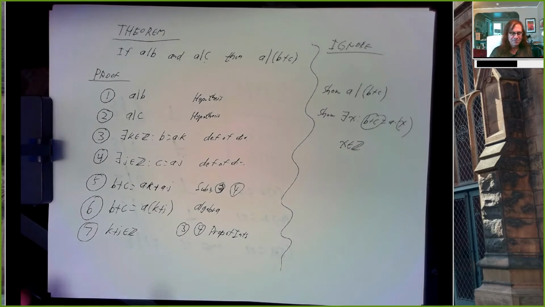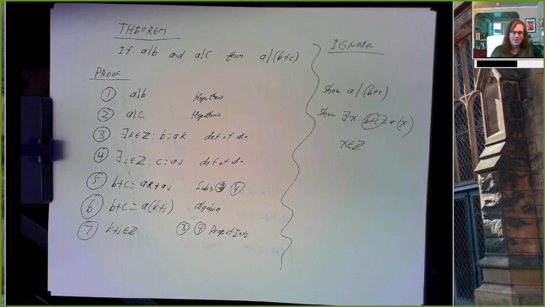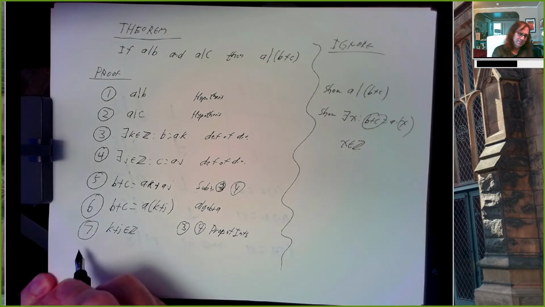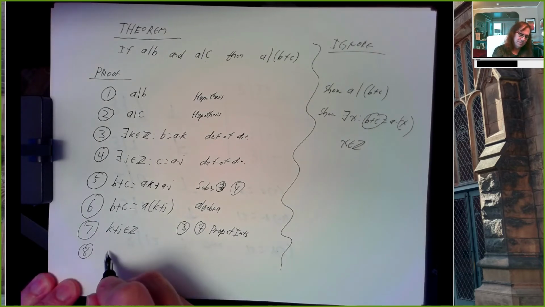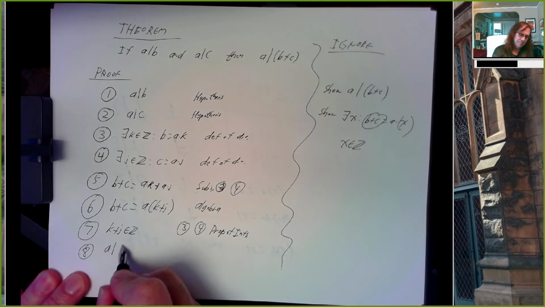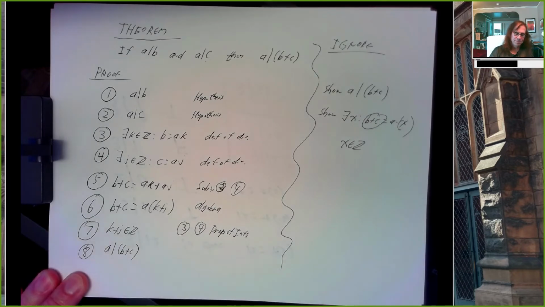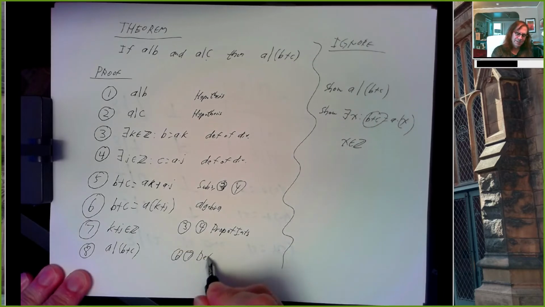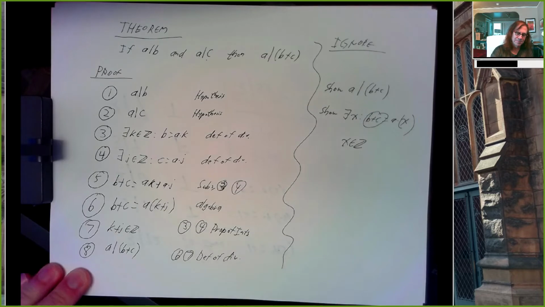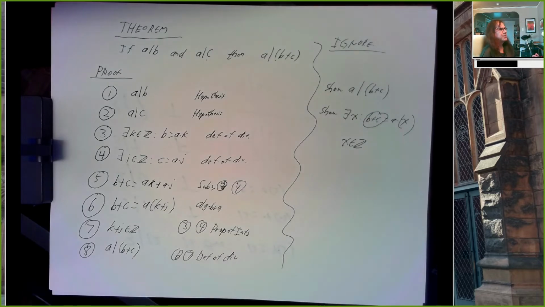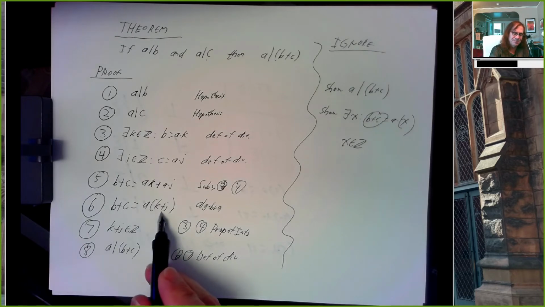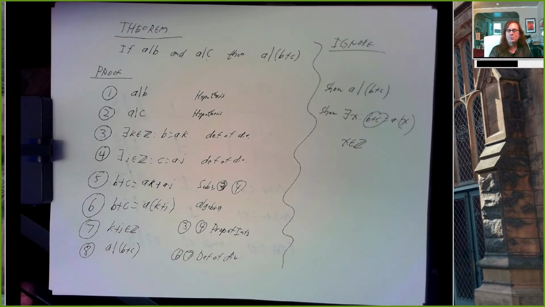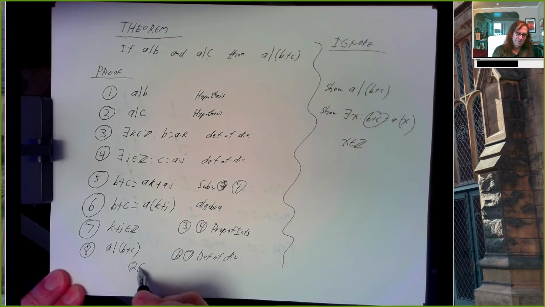So now we've written B plus C is equal to A times some integer. Right, and that follows from 6, 7, and the definition of divisibility. Because that's what it means to say A divides B plus C. It means B plus C is equal to A times some integer, and that's what we've just shown. And so that's the end of our proof.